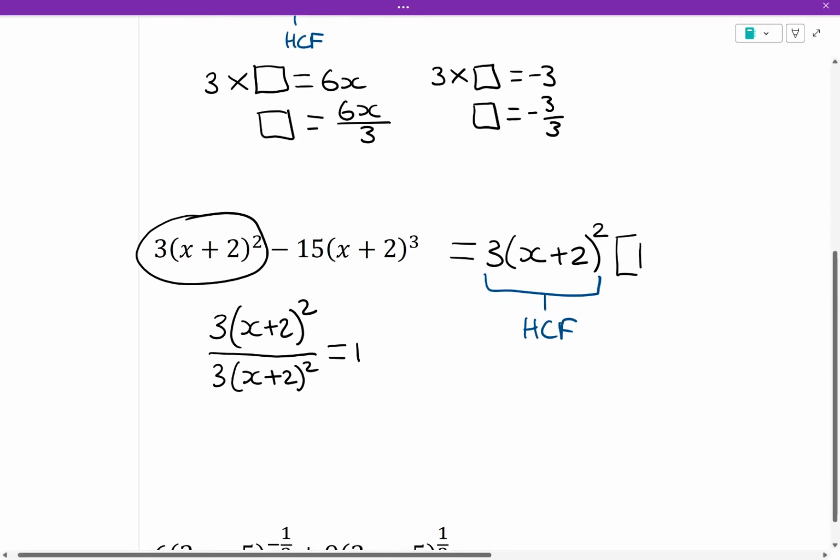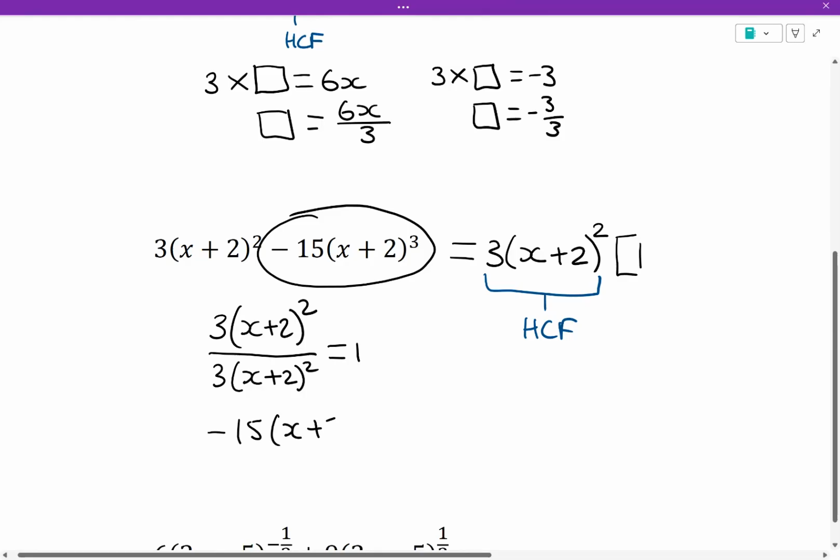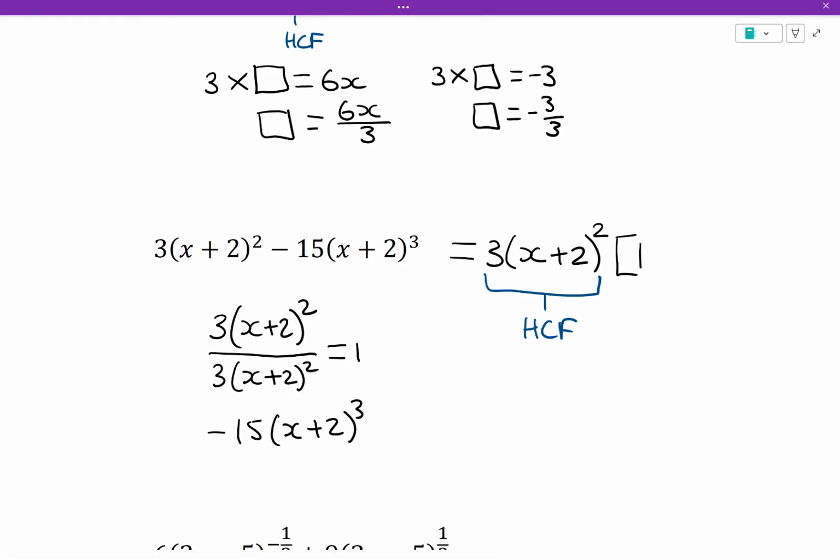Now, let's do our next term. Our next term is the negative 15 lots of x plus 2 cubed, and we are going to divide that by our highest common factor, which is the 3 lots of x plus 2 squared.